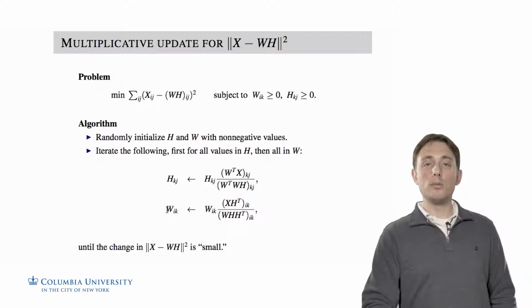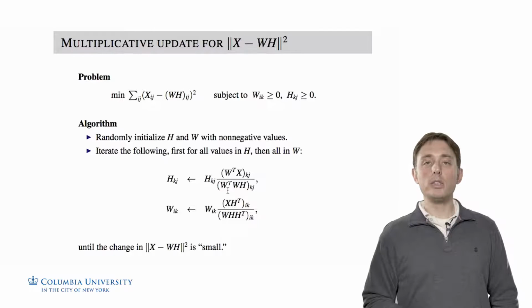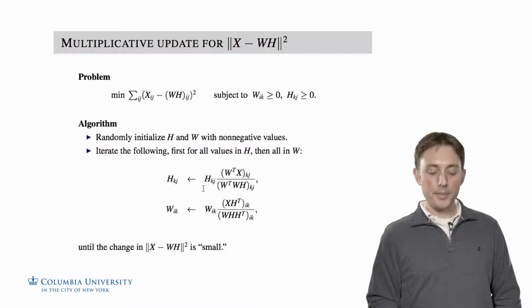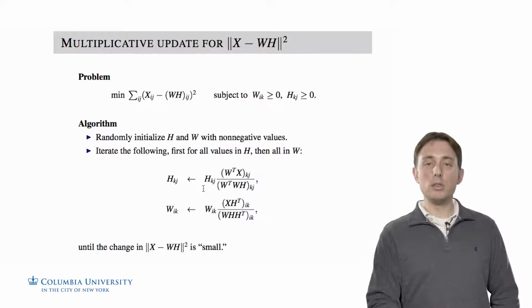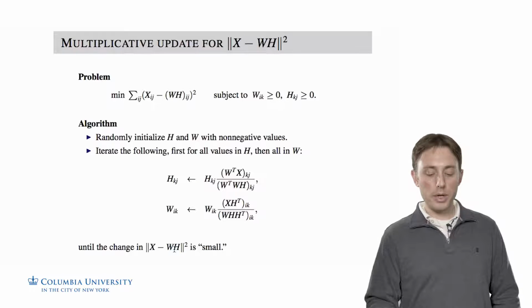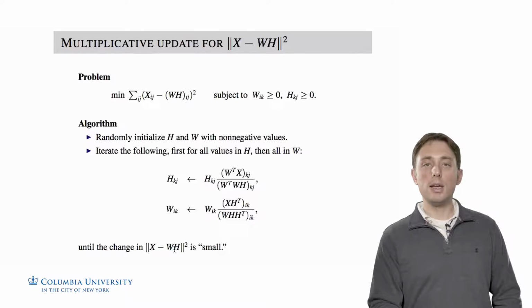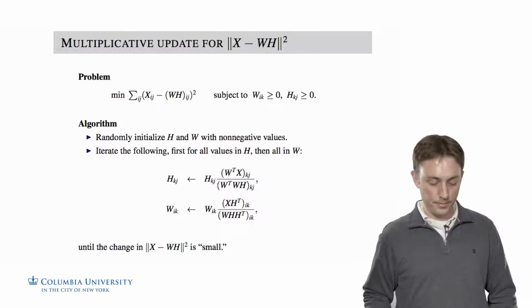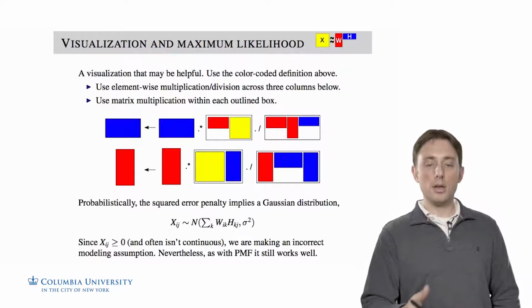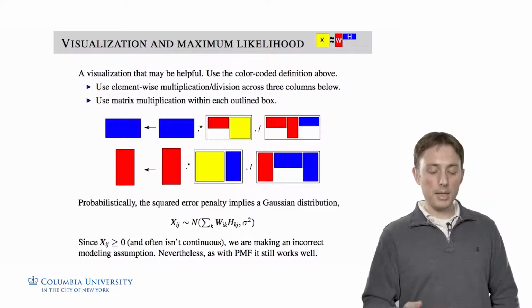And what the proof shows is that by iteratively updating H and W in this way, we're continually finding new values for H and W that are monotonically decreasing this objective function. And so we can evaluate this objective function by plugging in the values for W and H as a function of iteration, and then seeing the relative improvement that we get, and then terminating when that improvement is small. So here's a more visually helpful, intuitive way of making these updates.